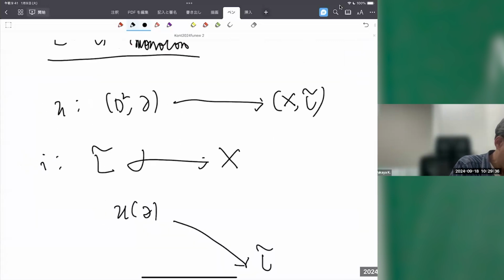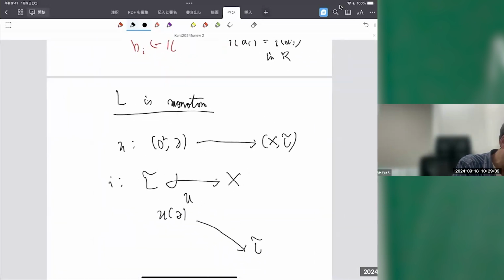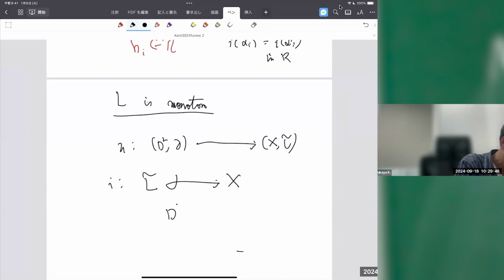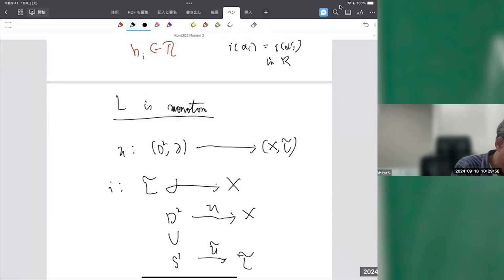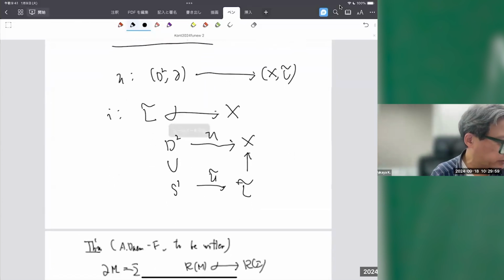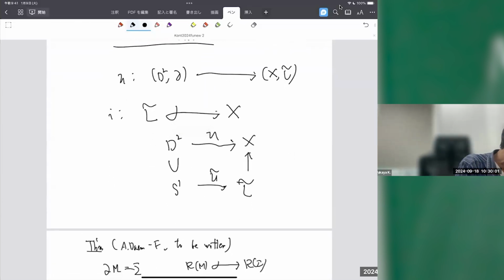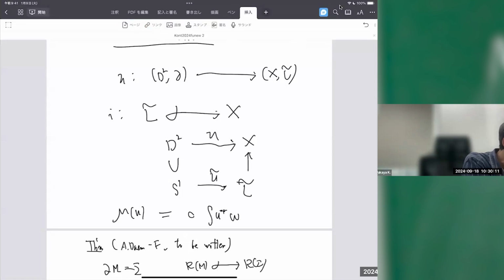And in the interior, u itself, it'd be better to write it. So you have this D2 and you have S1, and u goes to X. But if you restrict it to S1, then it lifts to L tilde. Then for such things, we assume something like the Maslov index of u is proportional, with some fixed number in our case, to the symplectic area.